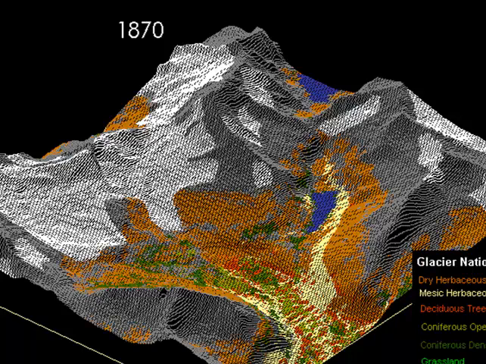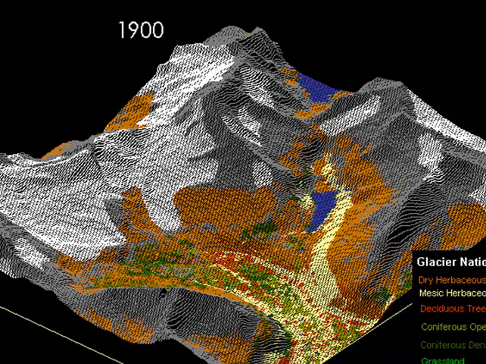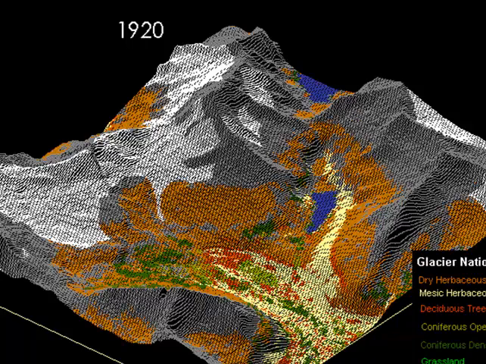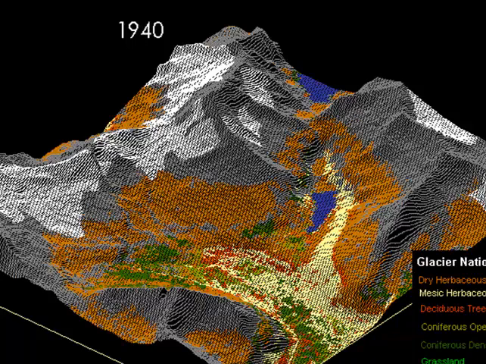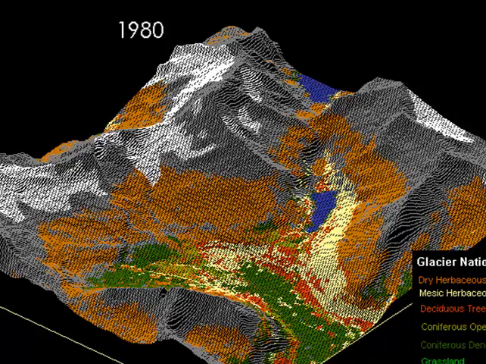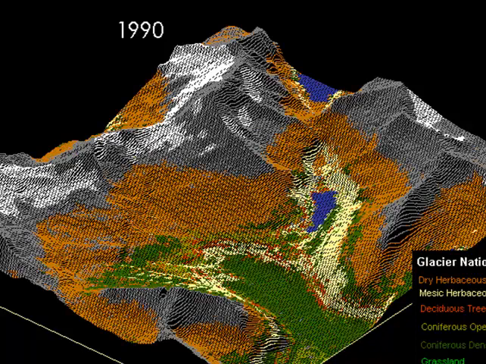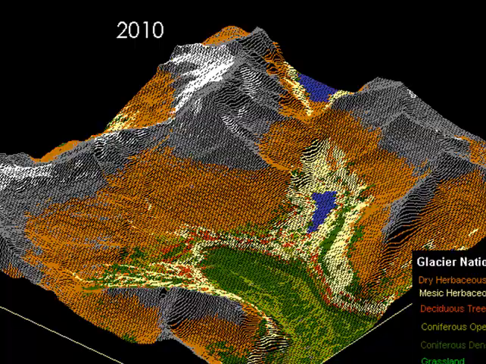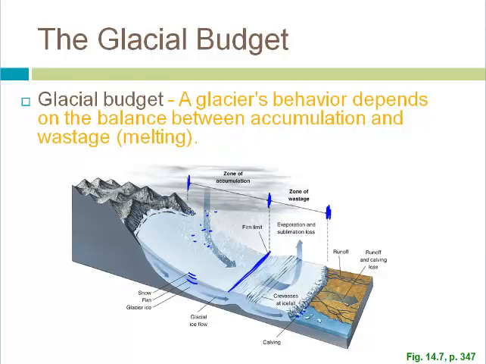Just look up Glacier National Park animation. You can download a PowerPoint slide that they've put the animation on, and they've shown all of the changes, and then they model the changes that they expect to happen after 2014. It's pretty interesting. Now back to our slide show.